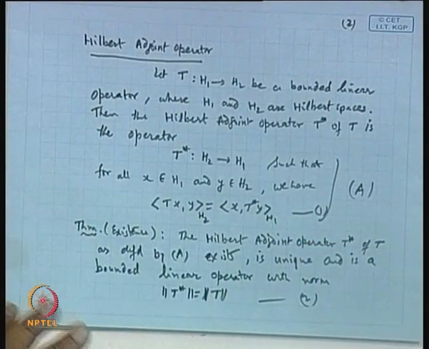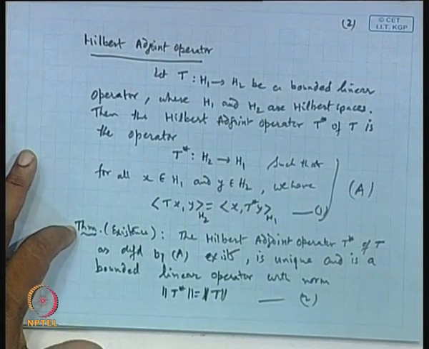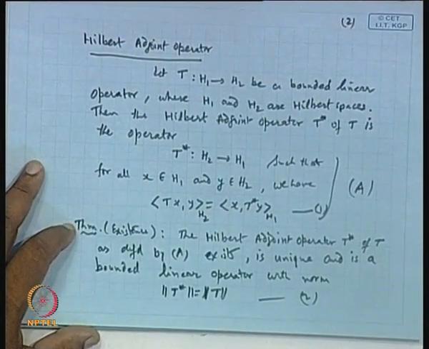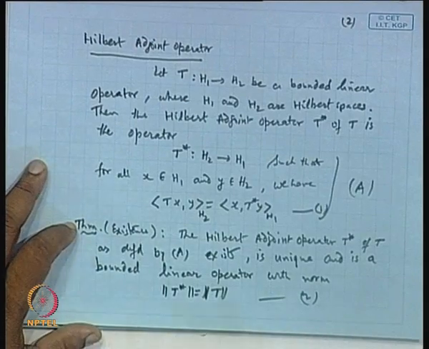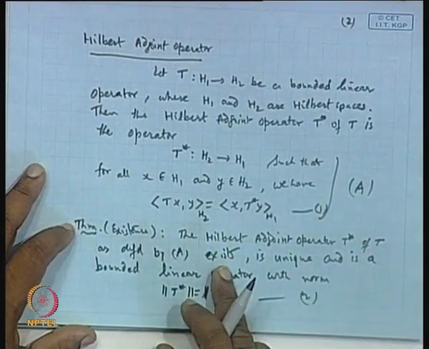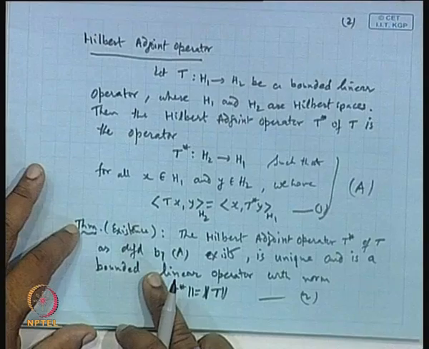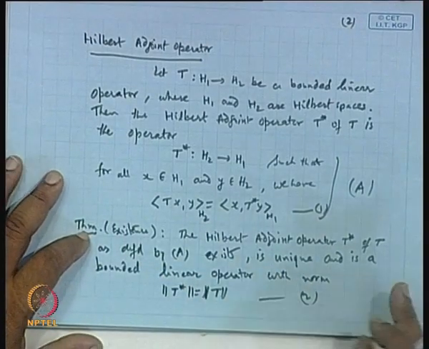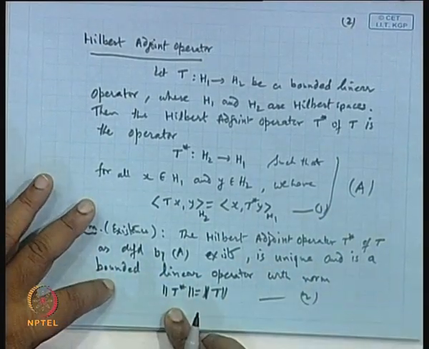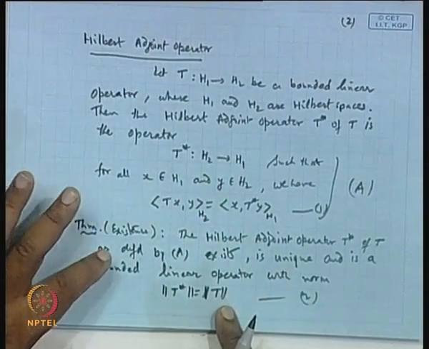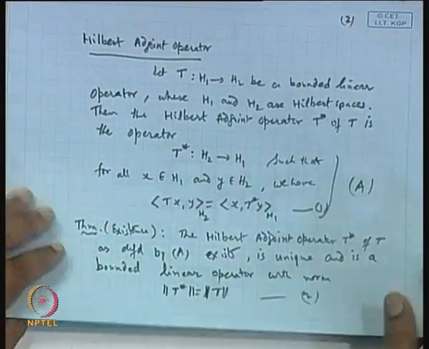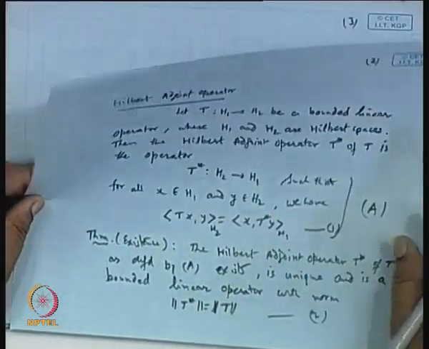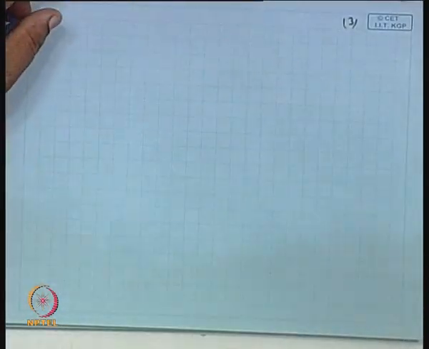What this theorem says is that if T is given to be a bounded linear operator, then there is a guarantee that the Hilbert adjoint operator will always exist. And not only does it exist, it will be unique in nature, and the norms of T star and T will be identical. So, let us see the proof. Is it clear? So, see the proof.